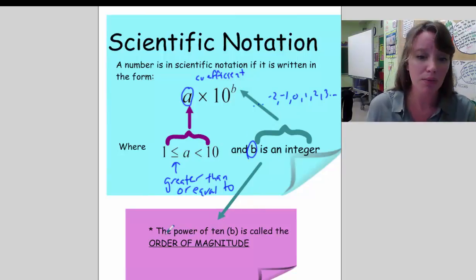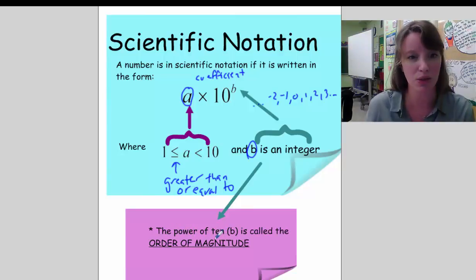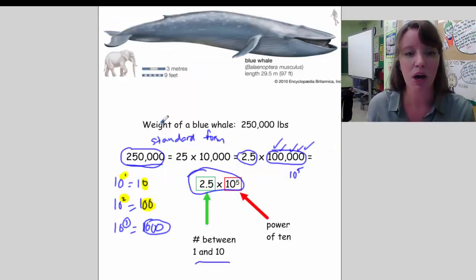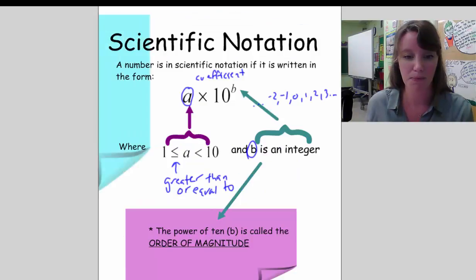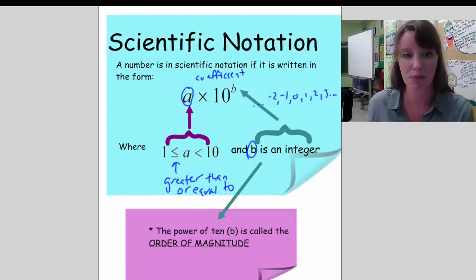Okay? Now, b, the power of 10, is also called the order of magnitude. So if I say, for the last problem, what is the order of magnitude of the weight of a blue whale? You'll say 5, because it's that exponent there. So make sure you have this in your notes.